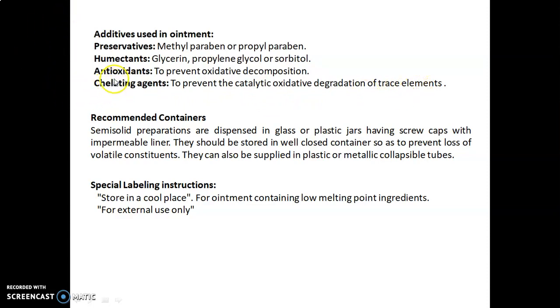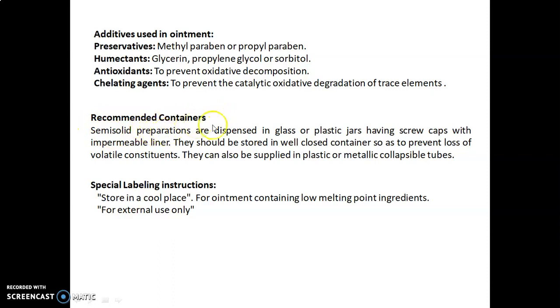Examples of antioxidants are BHA, butylated hydroxyanisole, or butylated hydroxytoluene, BHT. In the case of chelating agents, the best example is EDTA, ethylene diamine tetraacetic acid, which is also known as a sequestering agent.